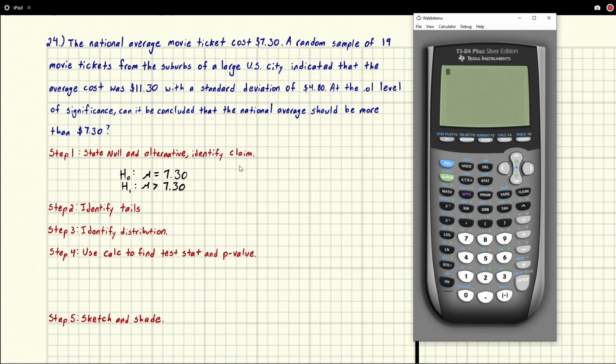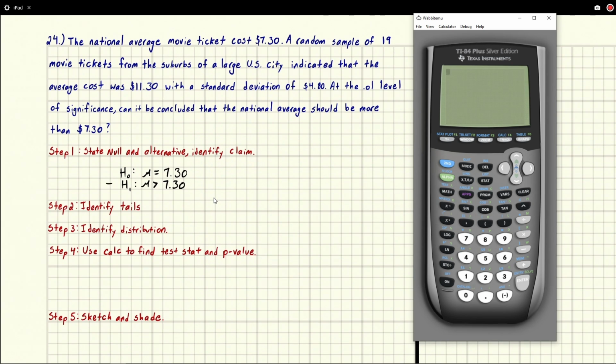Now we need to identify which one's the claim. So this top one could be the claim or the bottom one could be the claim. Well, the claim is what they're actually saying should be the case. And at the end here, they say, can it be concluded? Those are key words to say, this should be the case. Can we say that the national average should be more than $7.30? So that makes H1 our claim. So this one is our claim, and we're done with step 1.